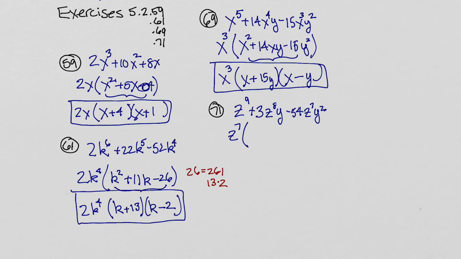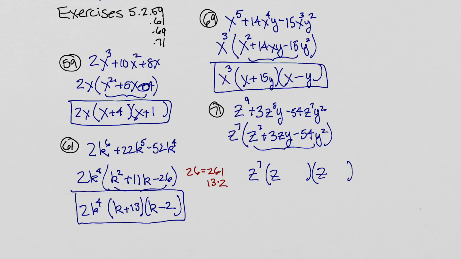Well, we started with 9 z's and we took out 7. So there's 2 left. Plus, now in this term here, there was a 3, 8 z's and a y. We took out 7 z's. So what's left is still that 3, a z and a y, and then minus 54. Now there were 7 z's, but we removed all of them, so no z's left there, but a y squared. Now let's see what we can do about factoring this trinomial. So we'll get that z to the 7th. Don't forget to bring that down. And then we're going to get a z and a z.